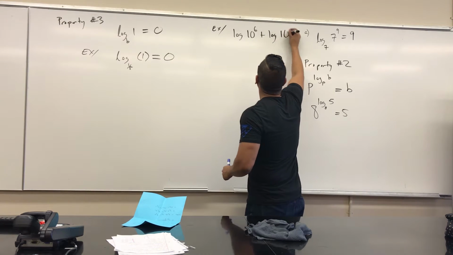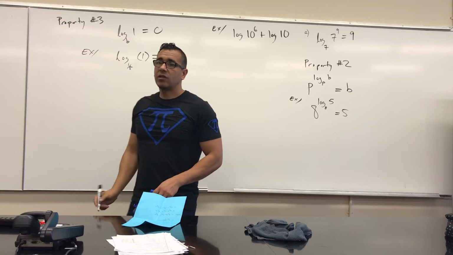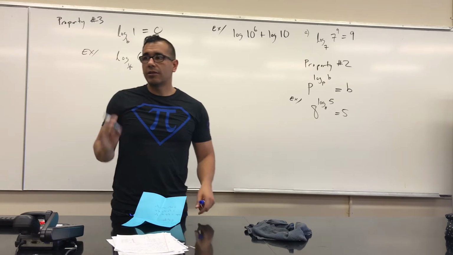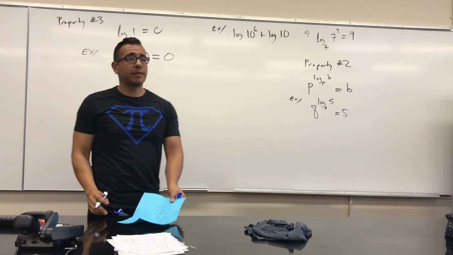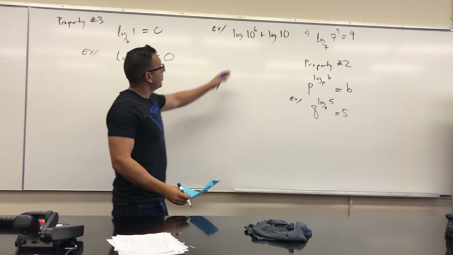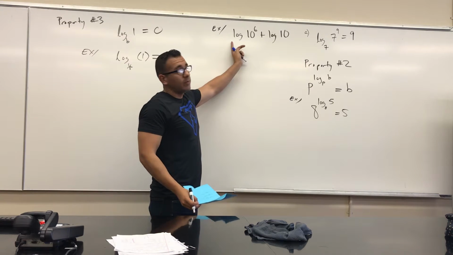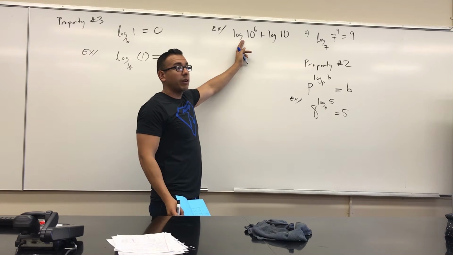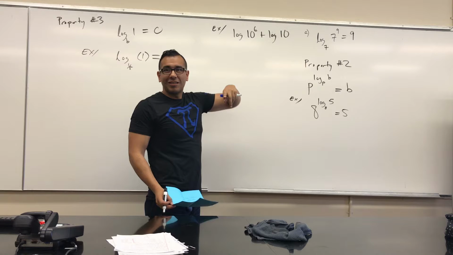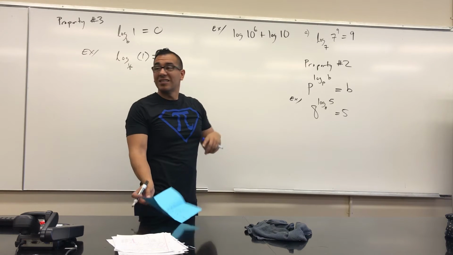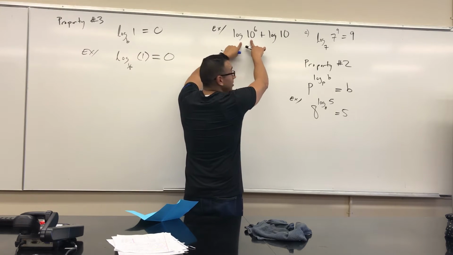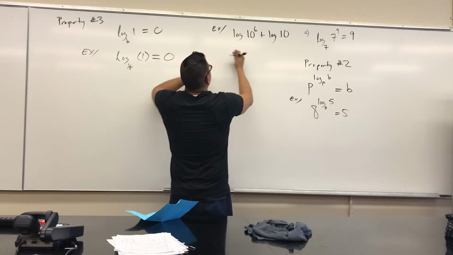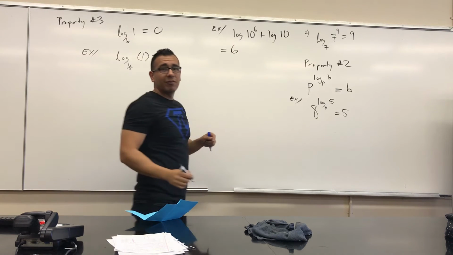Alright, let's just go there. Let's see how understanding these properties is going to make this really easy. First of all, what do you notice about this first term here? There is a base, right? It's not written, but we know it's a 10. So these two are the same. So what's left? They cancel, and we're left with 6.